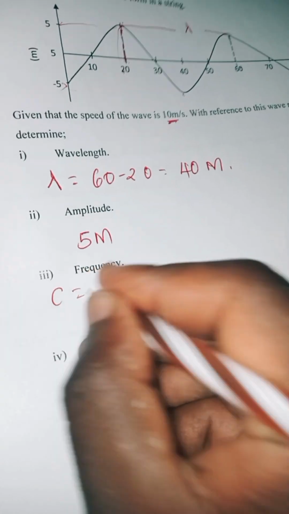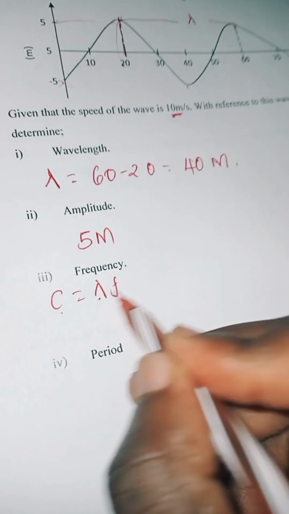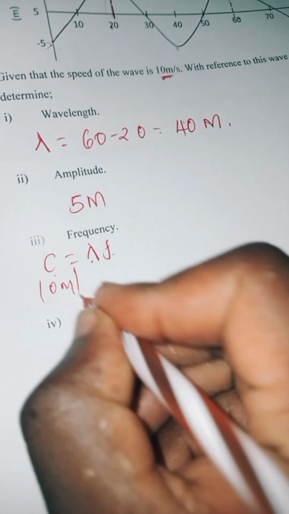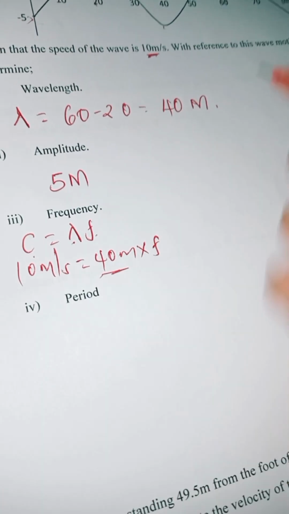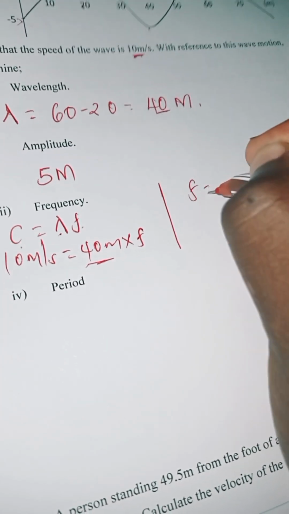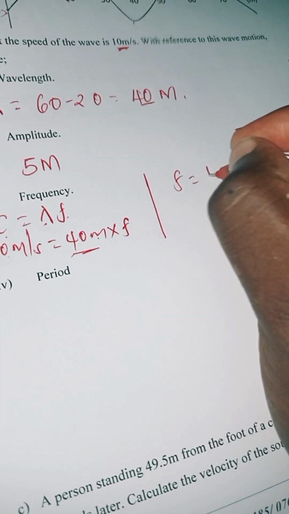So you come here and say v is equal to lambda f, whereby velocity is equal to lambda multiplied by f. So I'll come here and say 10 meters per second is equal to 40 meters multiplied by f. This 40 meters is our wavelength, which you got from that. This means that f is 10 divided by 40. So it will be 1 over 4.